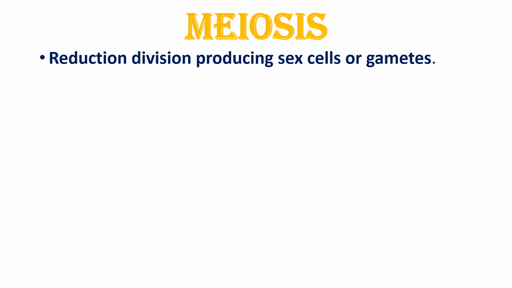Meiosis. Meiosis is another type of cell division occurring in both plants and animals. Where will it occur? It will occur in reproductive organs of plants and animals. It is also known as reduction division, producing sex cells or gametes that are produced from sex organs.